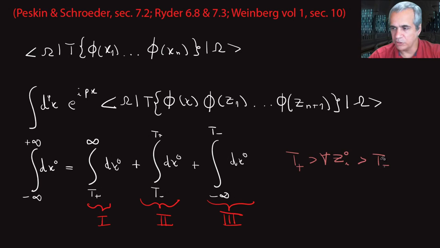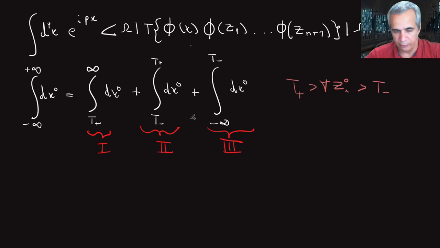With that condition in place, I'm in a position to simplify this time ordering, at least in regions 1 and 3. So in region 1, I can clearly move phi of x to the left of the time ordering because its time is always bigger than all the others. And in region 3, I can move it to the right. So let's start by focusing on region 1. So I'm just taking this expression when this integral is limited to this region. So what I'll have is just the time integral here.